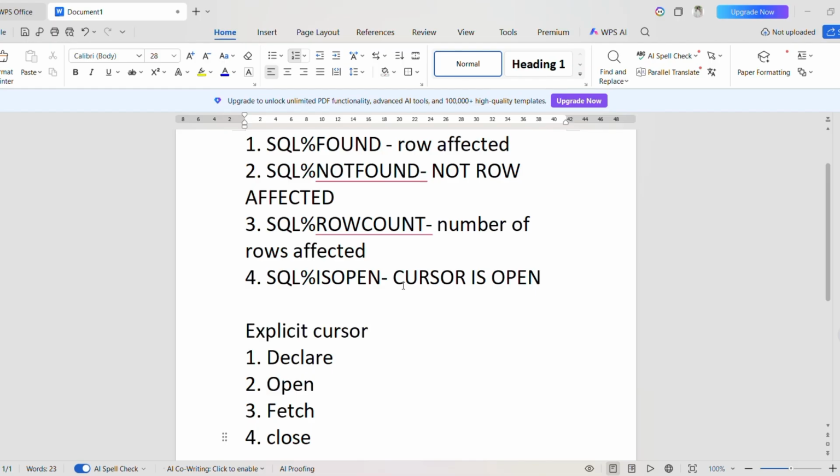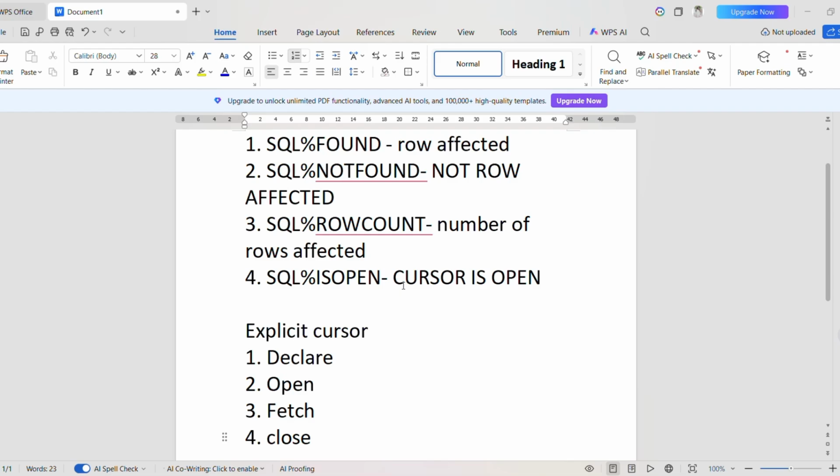Okay guys, easy trick to remember. Just remember implicit cursor is automatically triggered. Second one is explicit cursor, which is manual, meaning the programmer will write it using these steps. First is declare, second one is open, third one is fetch and last one is close.